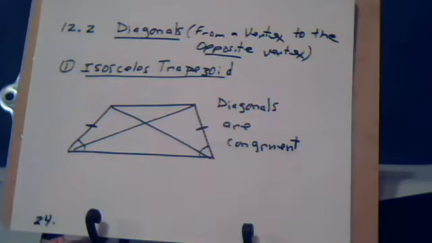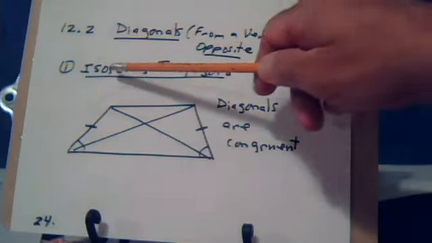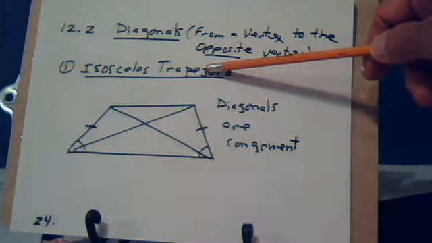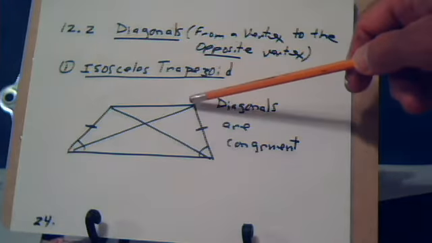This one, we're going to concentrate on diagonals. Remember, a diagonal goes from a vertex to the opposite vertex. So vertex to the opposite vertex. This is a diagonal. Here's another diagonal. This is an isosceles trapezoid because the legs are congruent. That automatically makes these base angles congruent, by the way. So diagonals are congruent for an isosceles trapezoid. That means this diagonal measures what this diagonal measures.